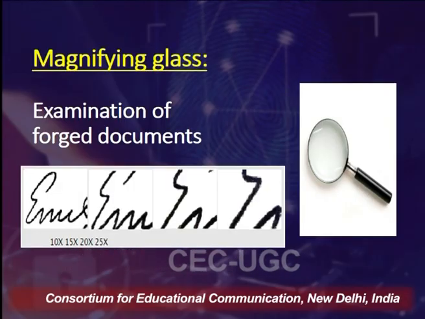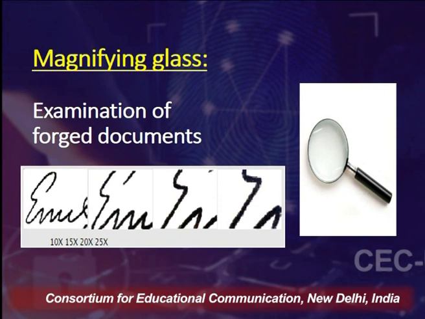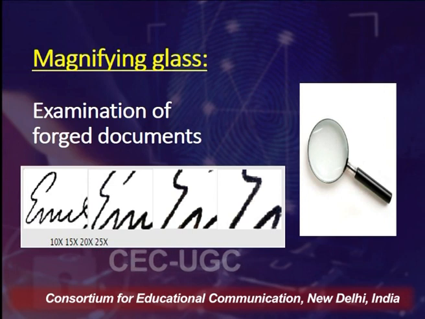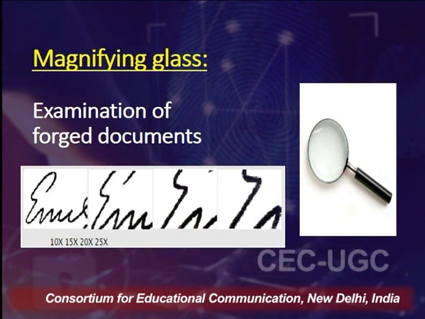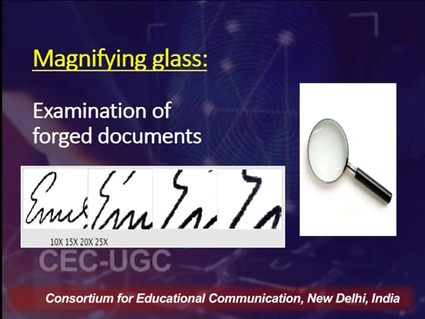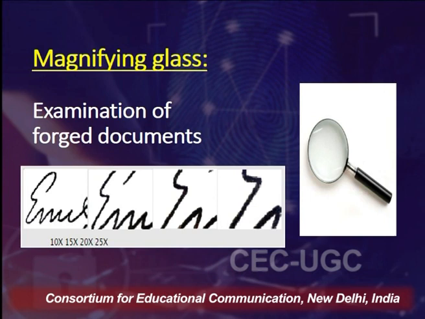Most handwriting examination is done at a power of either 10x to 50x, and the subject is enlarged 10 to 50 times for proper identification. A magnifying glass can be used for the examination of forged documents. We can enlarge the handwriting to 10x, 15x, 20x and 25x, which can give us a clear picture of whether the flow of writing is maintained or whether there are tremors present in the handwriting, which can give us an idea that this might be a forged handwriting.